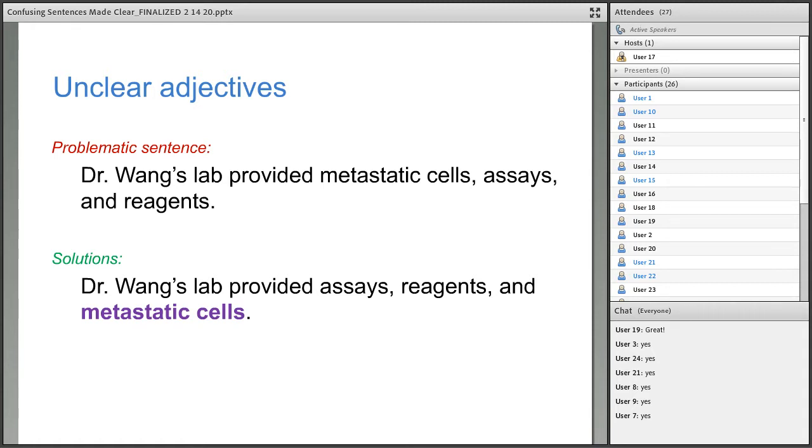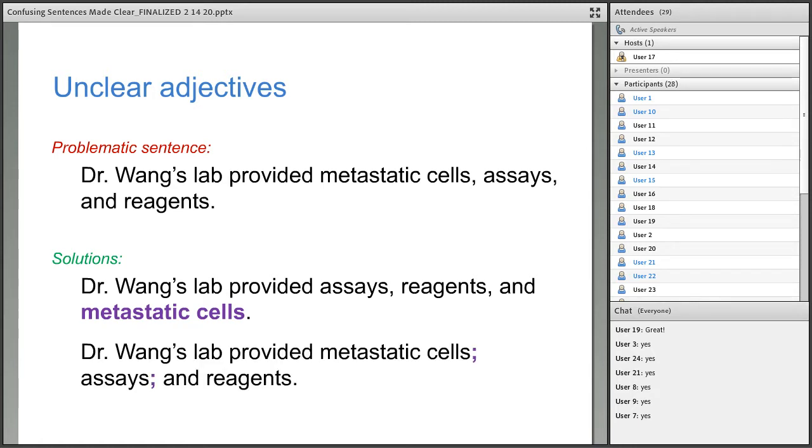If there's a chance of misunderstanding, you can move the item that the adjective refers to the end of the list. For example, if you change the sentence to Dr. Wang's lab provided assays, reagents, and metastatic cells, the sentence is no longer open to misinterpretation. Sometimes, you might not want to change the order in which items appear in a list. For example, you might want to list items chronologically. In such cases, you can make it clear which word or words an adjective is modifying by using semicolons to separate the listed items. Thus, our original sentence can be fixed by putting semicolons where the commas used to be.